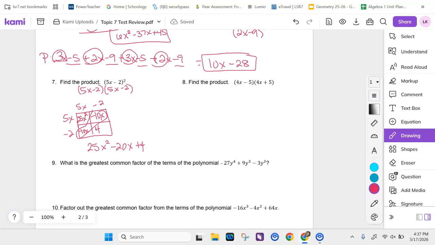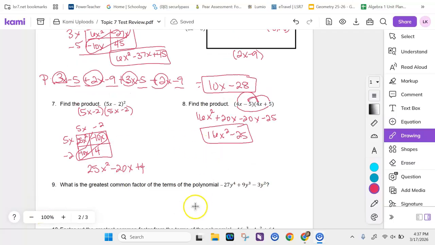Okay, find the product. 4x minus 5 times 4x plus 5. I'm going to FOIL this time. 4x times 4x is 16x squared. 4x times 5 is 20x. Negative 5 times 4x is negative 20x. Negative 5 times 5 is negative 25. 16x squared, 20x minus 20x is just 0. So you have 16x squared minus 25. And that is going to do it for part 1.